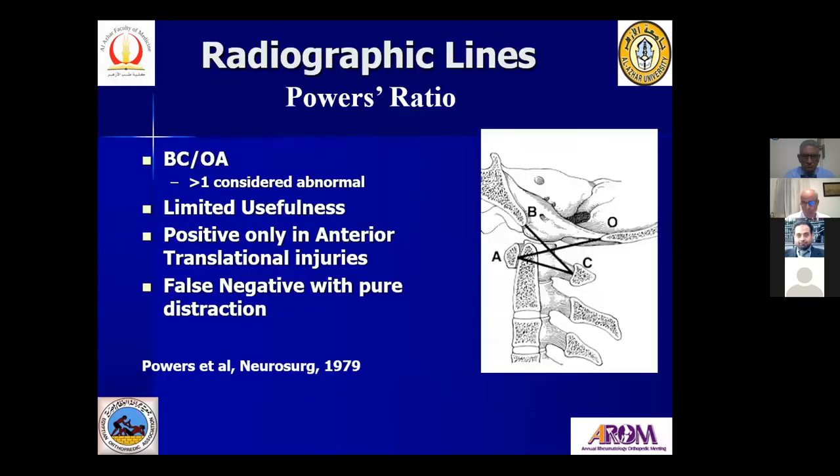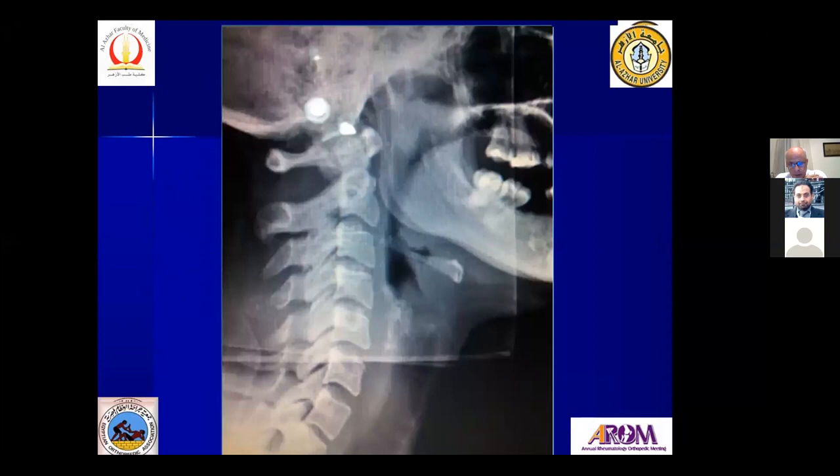This is the Power ratio, which is BC to OA, and this is normally about 1 to 1. But it is of limited use, positive only in anterior translation injury and false negative with pure distraction. This is called the Power ratio. This is the landmark of the C2 cervical spine and how to read.